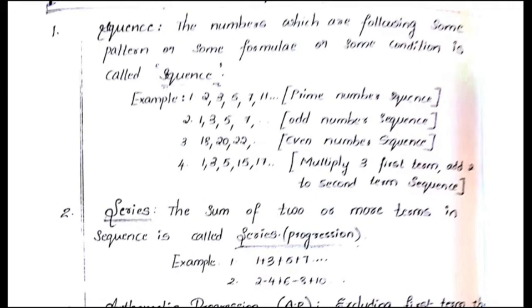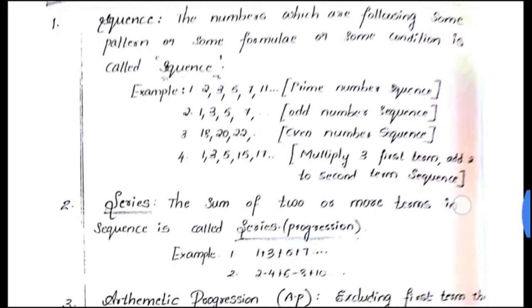1, 3, 5, 15, 17. This sequence multiplies the first term by 3 and adds 2 to get the next term. So 1 times 3 is 3, plus 2 is 5. Again 5 times 3 is 15, plus 2 is 17. 17 times 3 is 51, plus 2 is 53, like that. So we multiply by 3 and then add 2. That is one pattern. Next, series.